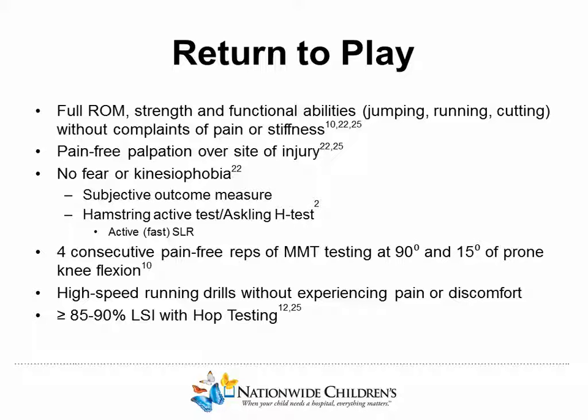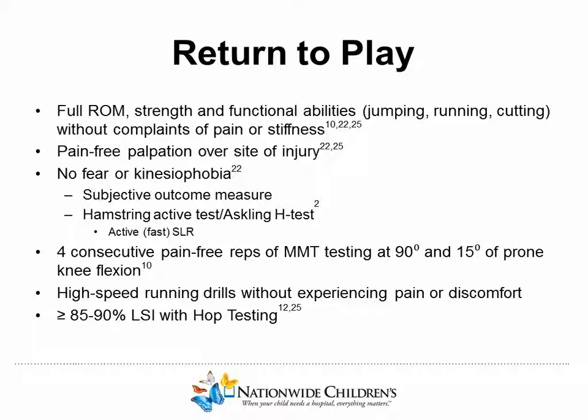So that can either be tested with one of those subjective outcome measures, or with an actual test, so the Askling H test, which is essentially going to be a faster ballistic straight leg raise in the supine position, and then just comparing side to side and ensuring that they have the confidence and no fear with getting that leg up there and lengthening that muscle quickly.